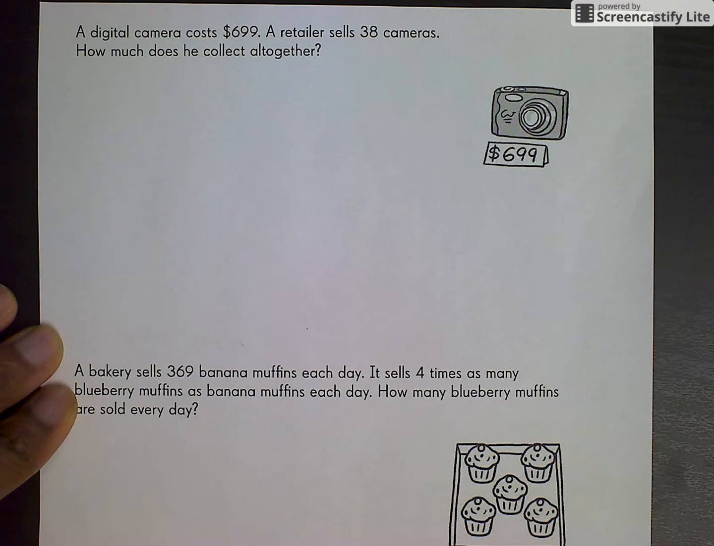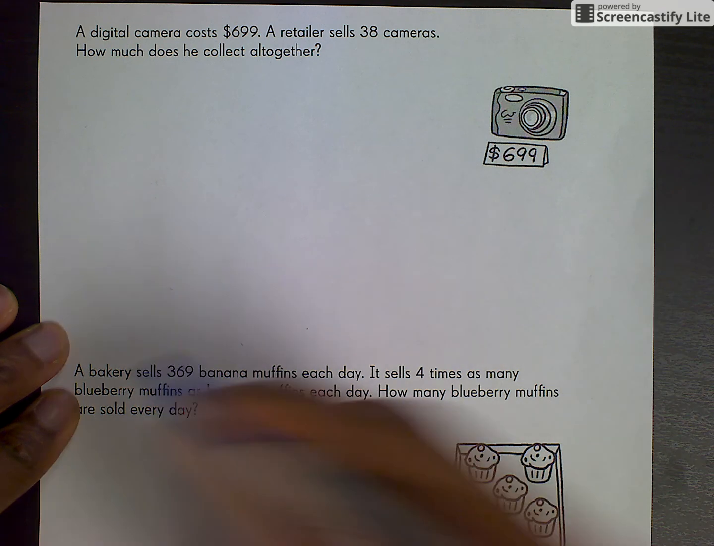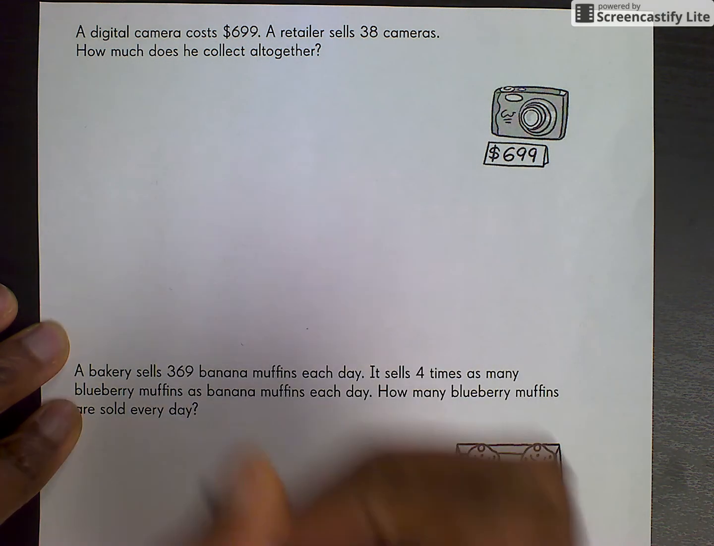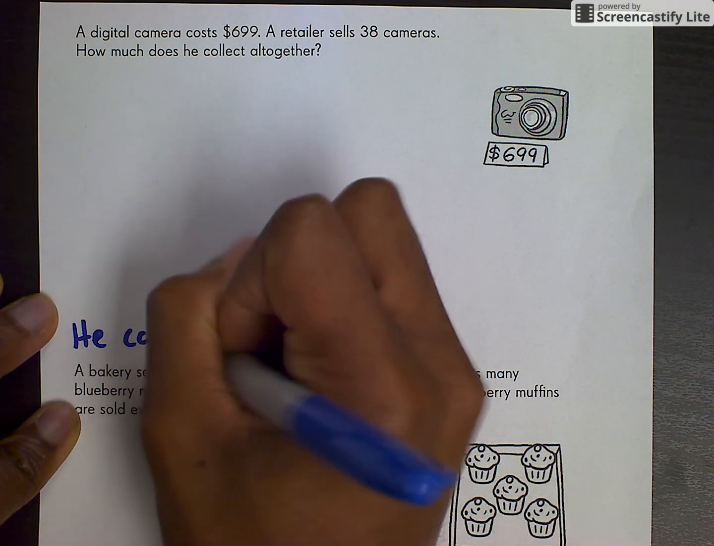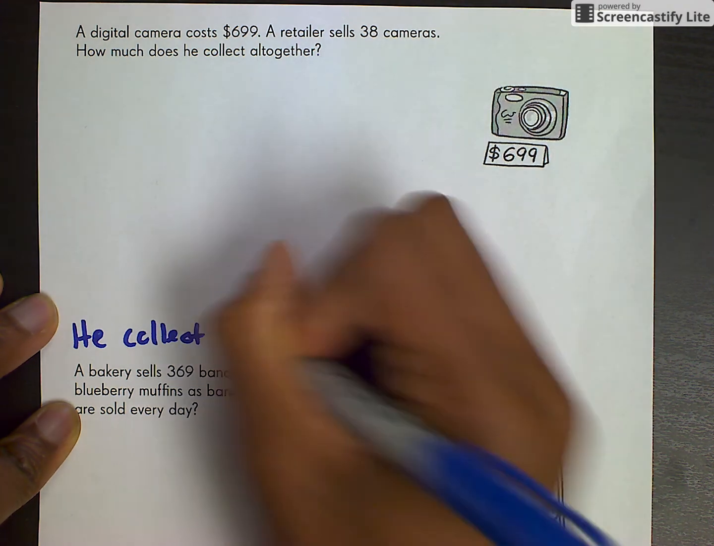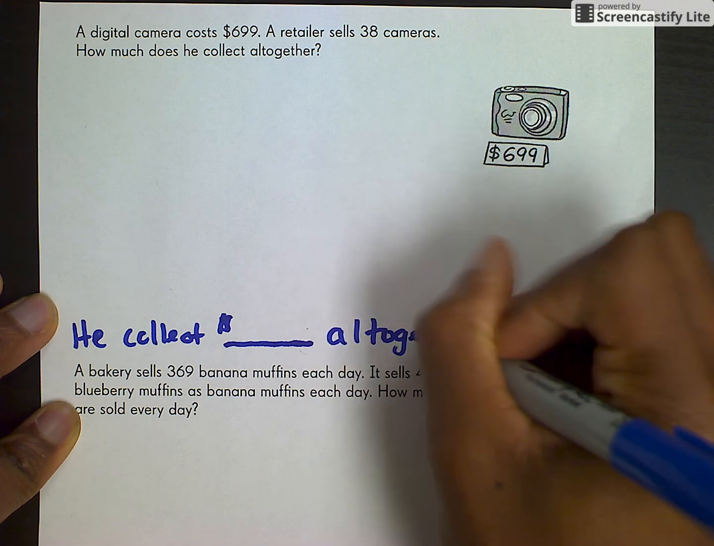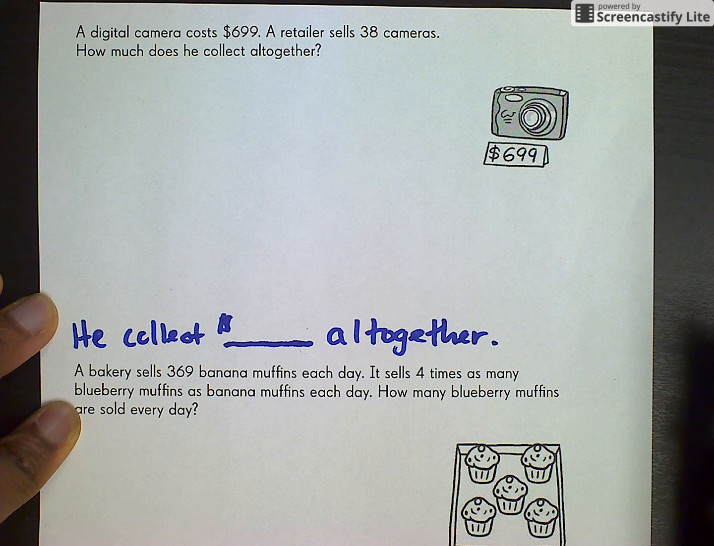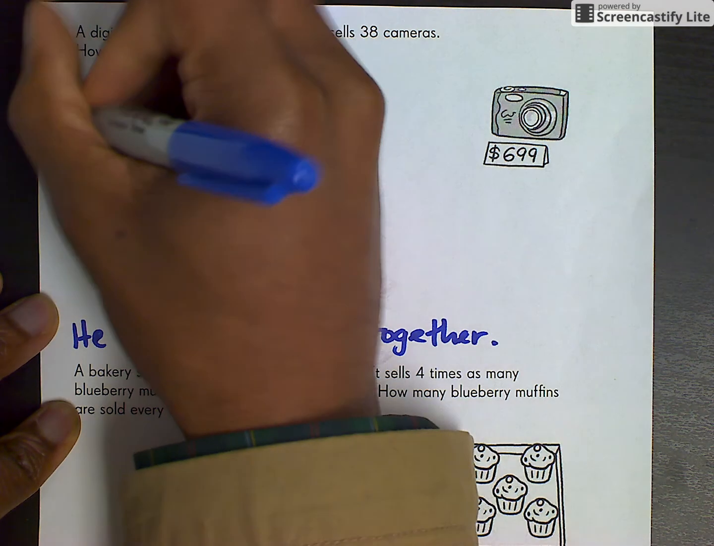So hopefully you're back with me now, and you're going to see how Mr. Evans solves this problem. So I've read it already. Now I want to rewrite the question as a statement. How much does he collect altogether? He collects blank dollars all together. Now that's leaving the room for me to give my answer. Now I want to talk about who or what the problem is about. The problem is about a camera.